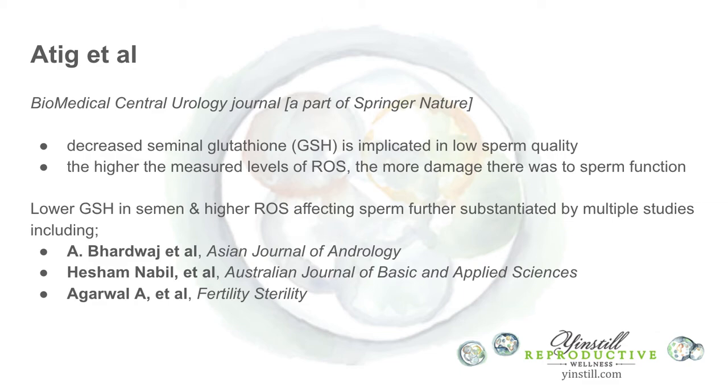So lower glutathione in sperm and higher reactive oxygen species affecting sperm were further substantiated by Abu Darwaj et al. in the Asian Journal of Andrology, Hesham Nabil et al. in the Australian Journal of Basic and Applied Sciences, and Agarwal A et al. in Fertility and Sterility, kind of the Bible of reproductive medicine journals. Many of the studies I'm about to discuss also corroborate these findings, but report other aspects of the relationship to glutathione and sperm.